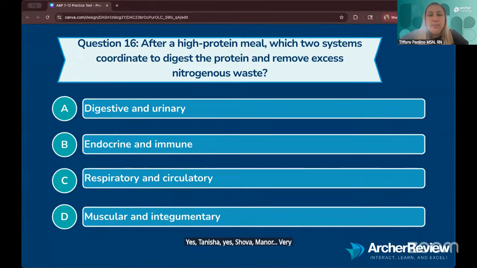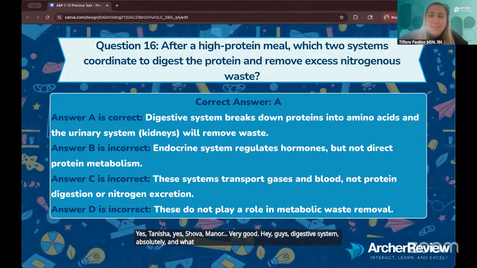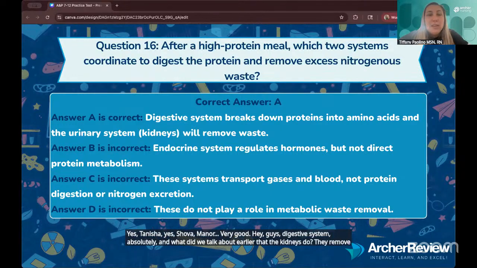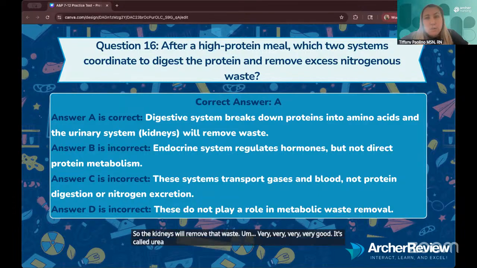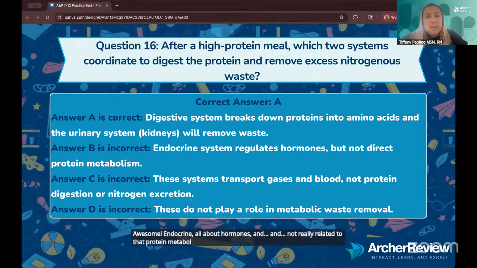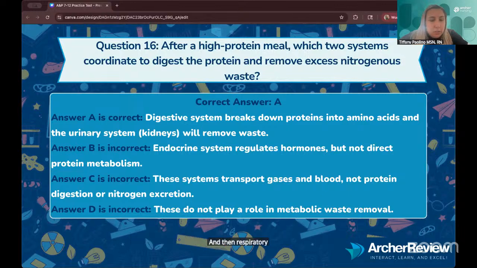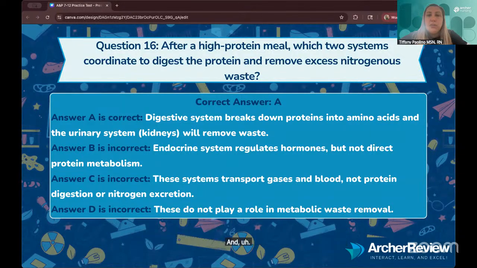Very good. Hey, guys, digestive system. Absolutely. And what did we talk about earlier that the kidneys do? They remove waste. So the kidneys will remove that waste. Very, very good. It's called urea, the waste that they're going to remove. Awesome. Endocrine, all about hormones and not really related to that protein metabolism. And then respiratory and circulatory, they do other stuff, right? All about the blood and the gas, not protein. And then metabolic waste removal is our muscular and integumentary system.